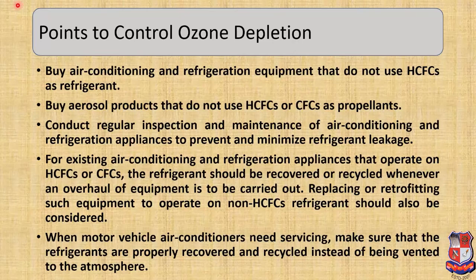Now, what can we do to control this ozone depletion? Here are some points to control ozone depletion. First, buy air conditioning and refrigeration equipment that does not use HCFC, that is hydrochlorofluorocarbon, as refrigerant. In the market, there are so many brands available nowadays which produce less amount of HCFC and CFC.